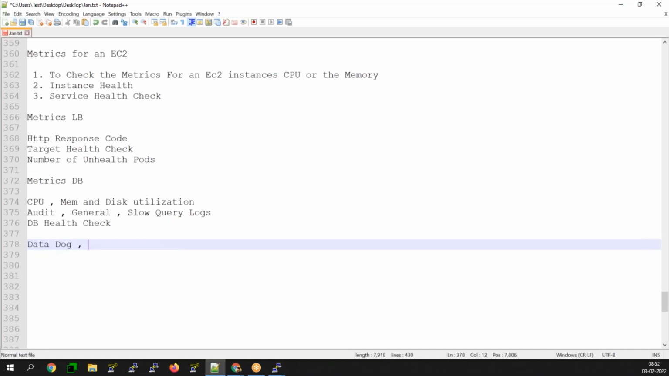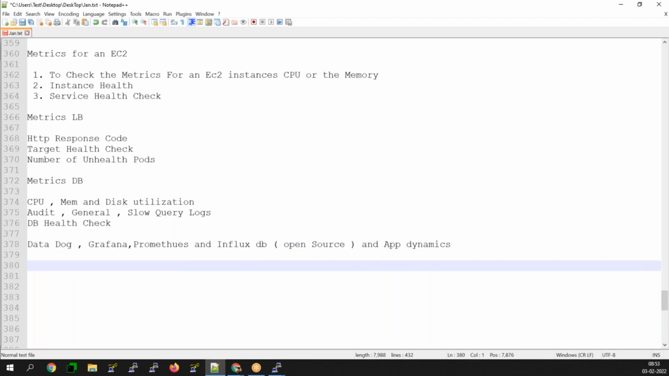Grafana, Prometheus, and InfluxDB. These are open source actually. And Splunk. And there is one more tool called AppDynamics.